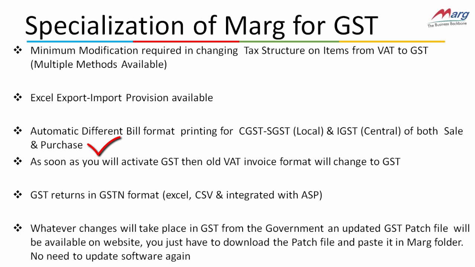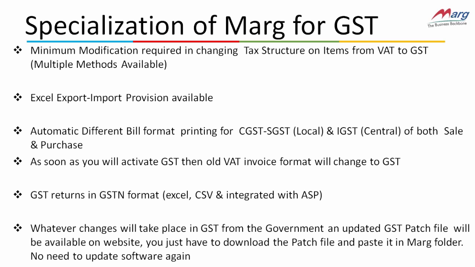Automatic different bill format printing for CGST, SGST, local and IGST, that is central, of both sale and purchase. Now suppose while making a local sale bill, you want CGST and SGST to get printed on the invoice, and while making a central sale bill, you want IGST to get printed on the invoice. Means you want to generate separate bill formats for both local and central.